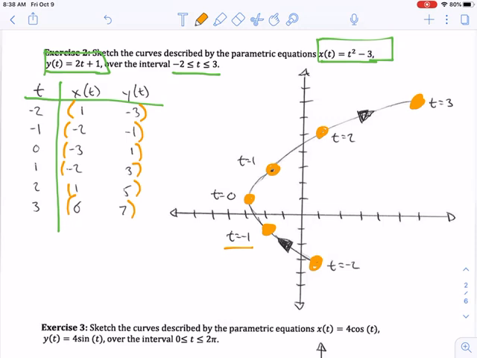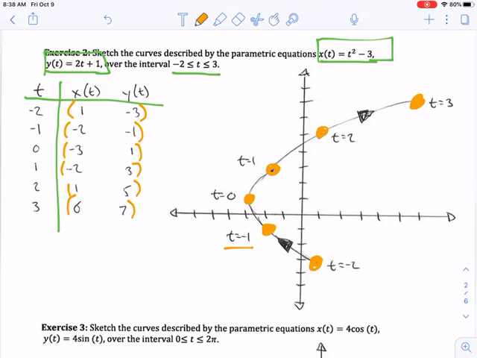And so you kind of have to fill in the dots a little bit and sometimes take a little bit of an educated guess. And once we learn how to eliminate the parameter, you're going to see very easily exactly what this graph is going to look like. But this is essentially a parabola. It is a sideways parabola that is opening up to the right.